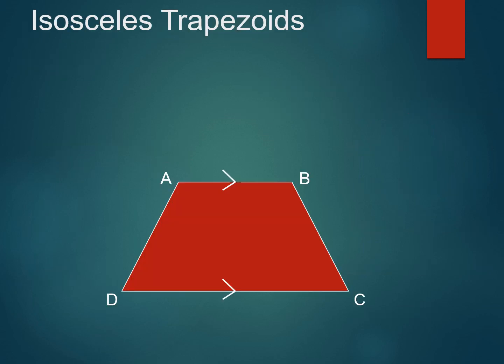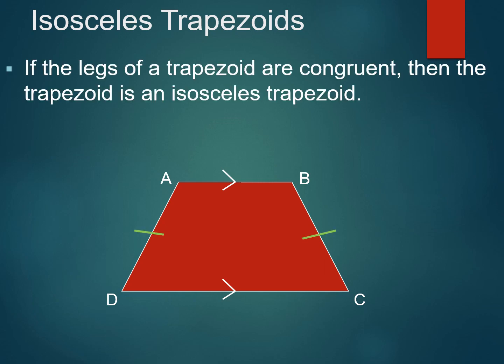Let us discuss isosceles trapezoids. If the legs of a trapezoid are congruent, then the trapezoid is an isosceles trapezoid. So the congruent sides here, or the congruent legs, are side AD and side BC.